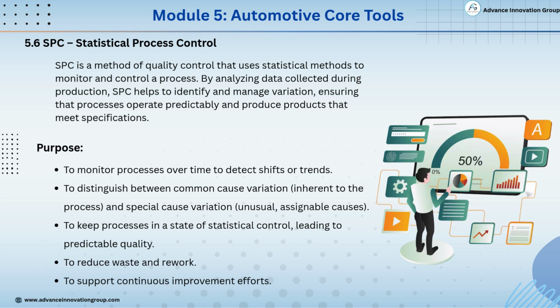Differentiate between common cause variation, natural variation within the process, and special cause variation, due to unusual events or problems that need correction. Keep the process in statistical control to ensure predictable and consistent quality. Reduce waste and rework by addressing issues proactively. Support continuous improvement, which is crucial in modern quality systems. Using SPC effectively can significantly improve process efficiency, reduce cost, and enhance customer satisfaction.